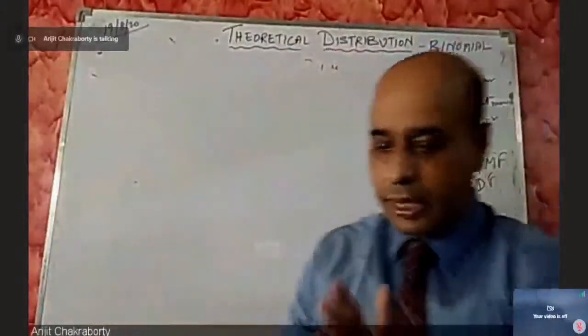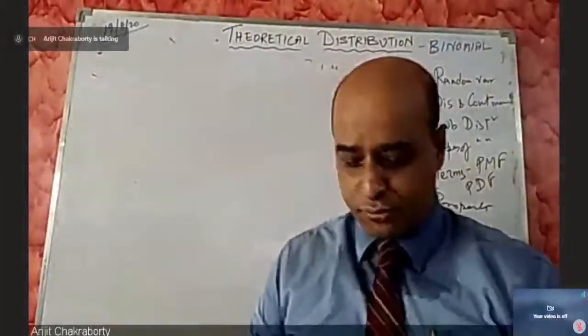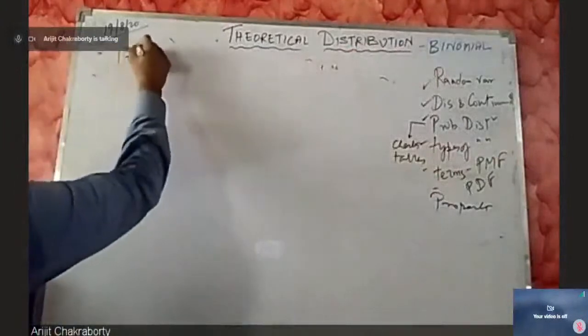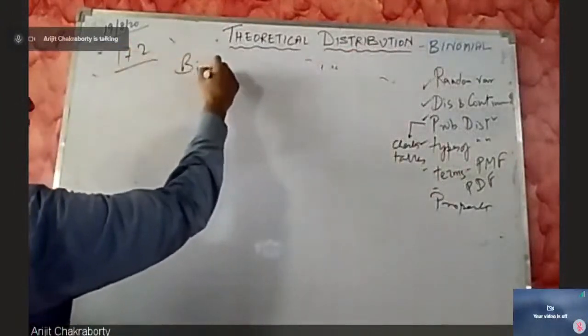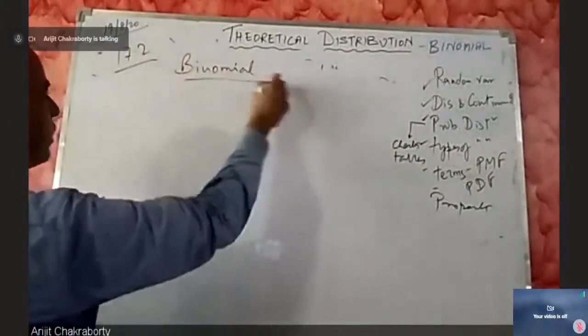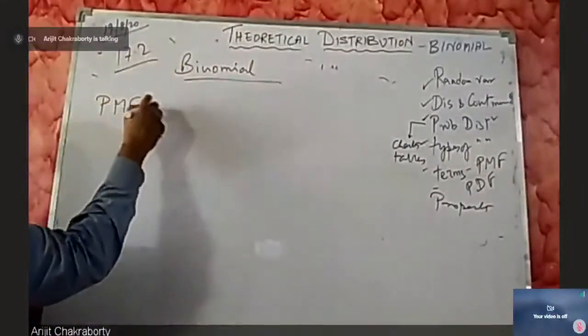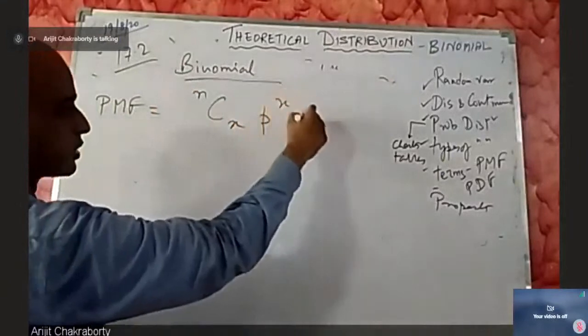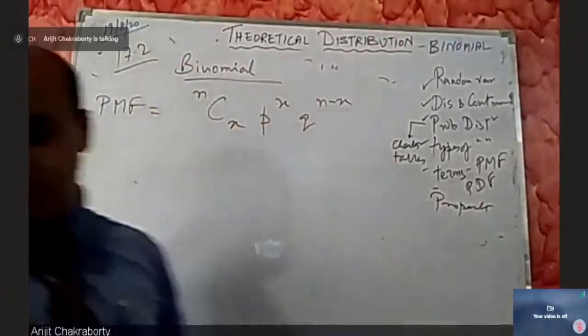Now the binomial PMF, the probability mass function for binomial, 17.2. The probability mass function is given by nCx, p to the power x, q to the power n minus x. This is the only formula which you need to remember.